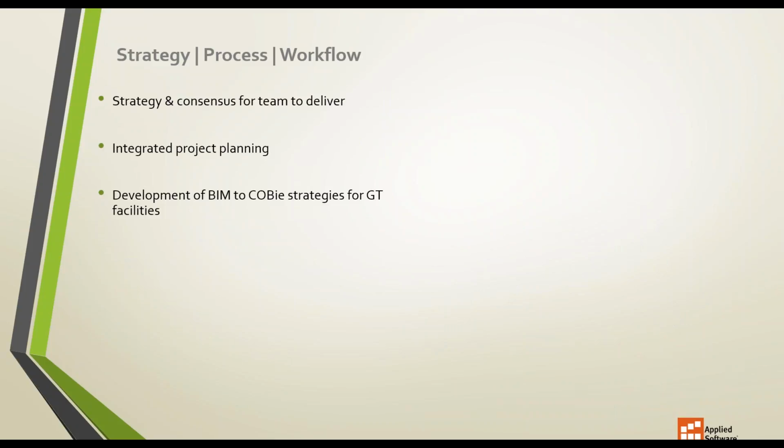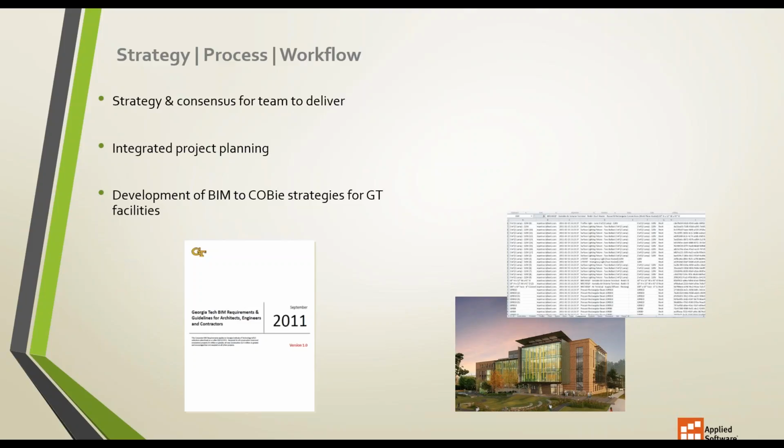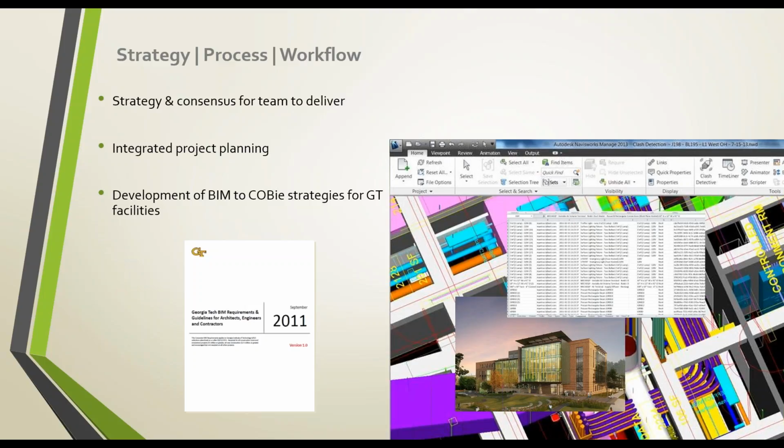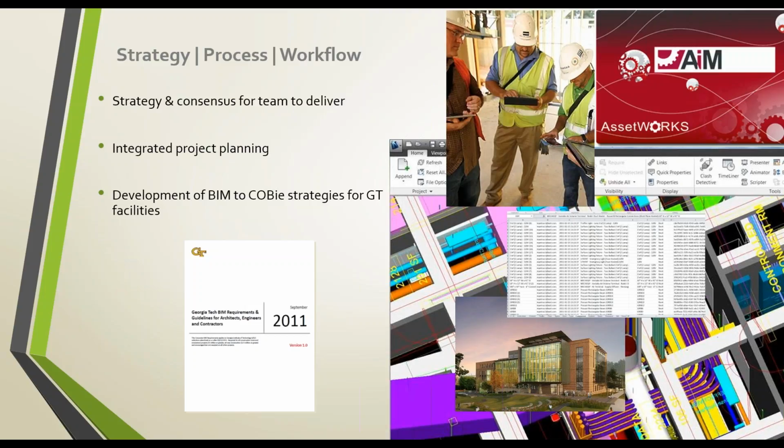The data was defined in the BIM execution plan. The strategy and the consensus for the team to deliver was with the integrated project planning. The development of BIM to COBie strategies for Georgia Tech facilities to move into their AIM AssetWorks Facilities Management Program.